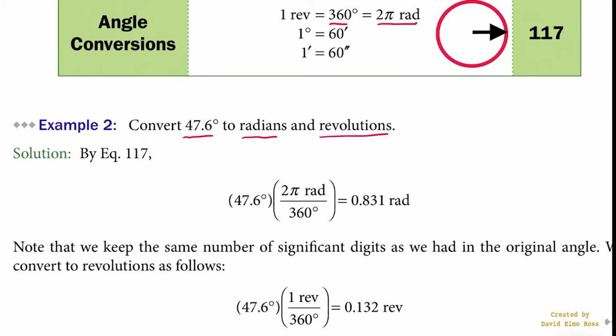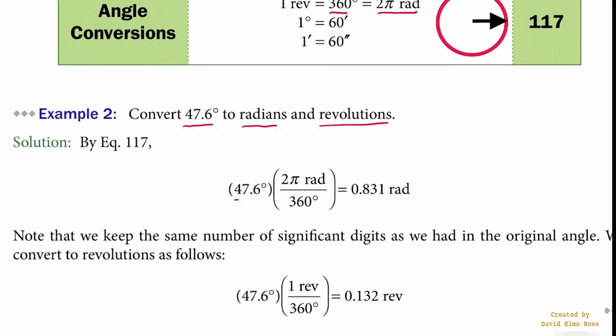So let's take a look at doing it to radians first. 47.6 degrees times 2 pi radians divided by 360 degrees, the degrees go out. When we do the calculation, we get 0.831 radians. And since there's one revolution per 360 degrees, then 47.6 degrees times 1 revolution per 360 degrees. Again, the degrees cancel out, and we're left with 0.132 of a revolution.